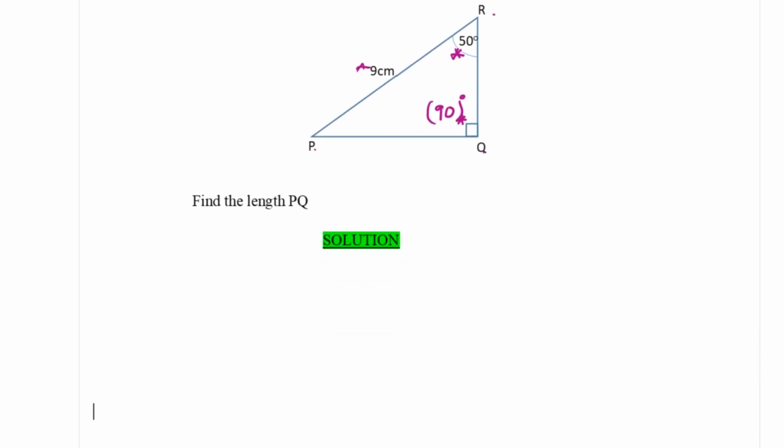Find the length PQ. So we want to find the length PQ. This is the length here, from here to there. Okay, this is the length that we are looking for. Okay, you can apply SOHCAHTOA there. So for the solution, first of all, you can write SOHCAHTOA.